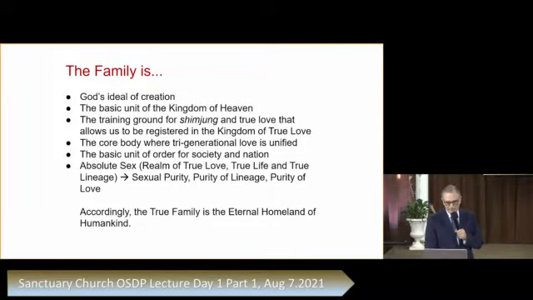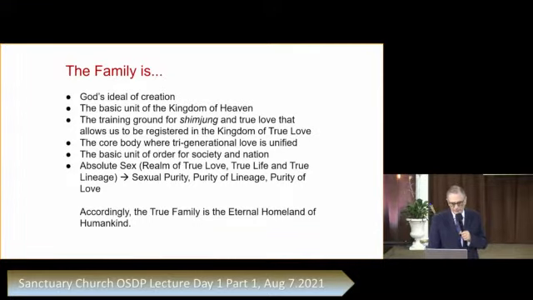And it's the basic unit of order for society and a nation. So without the family, you cannot have a society, cannot have a nation. So if someone wants to destroy a society, then they, of course, would go about destroying the family. The society and nation are not built on the basis of individuals. Individuals come together as families, and then families come together as tribes, and tribes come together as societies and nations.